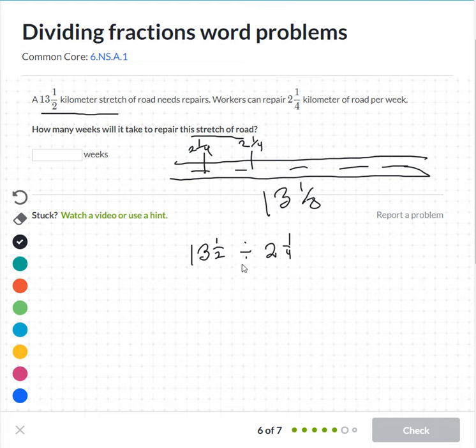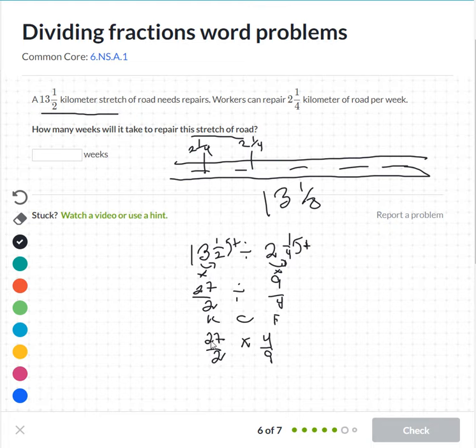So I need to first convert these to improper fractions. So 13 times 2 is 26, and 26 plus 1 is 27 over 2, divided by 2 times 4 is 8, and 8 plus 1 is 9. So that's 9 over 4. Keep, change, and flip. 27 over 2 times 4 over 9.